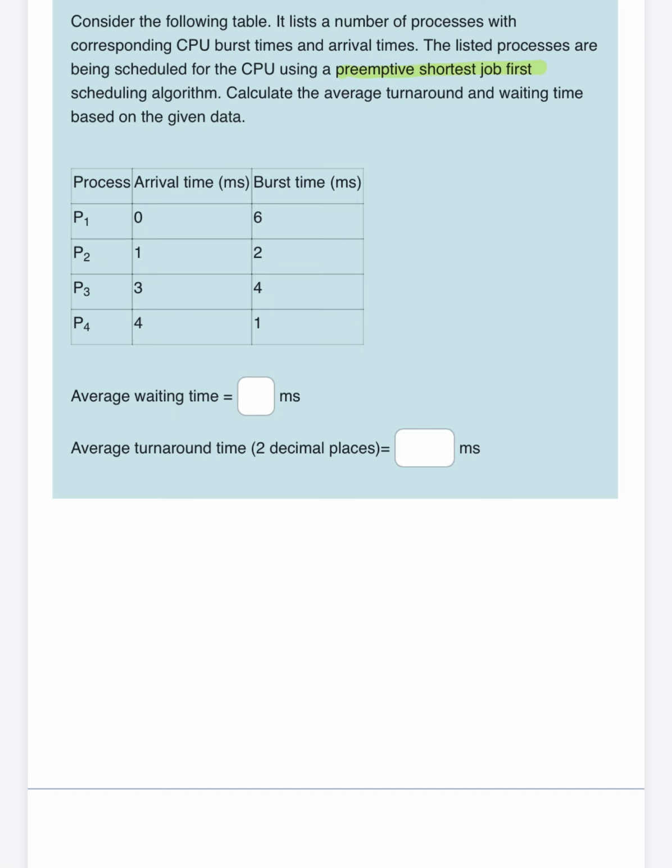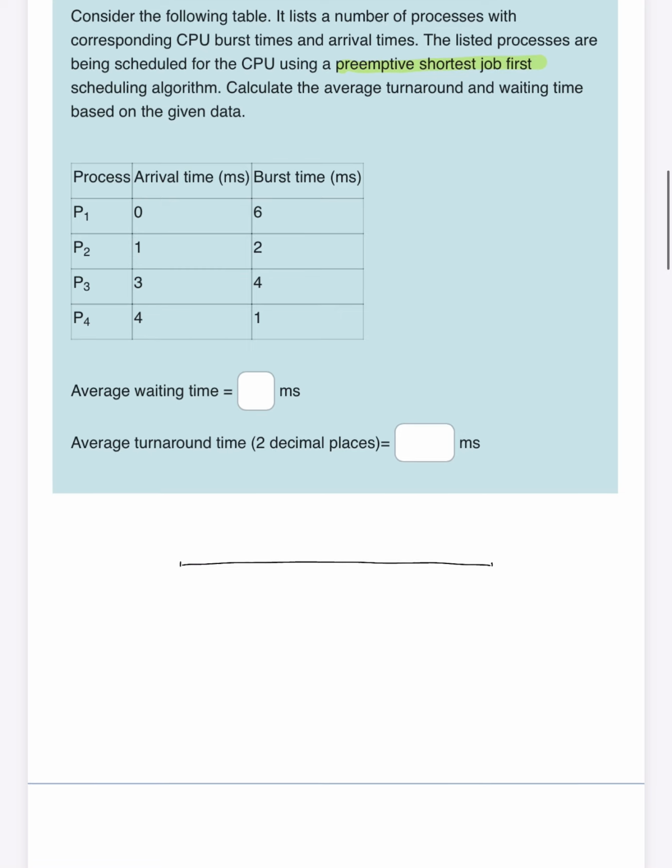The first step is to show the arrival time of different processes, and I use a timeline which helps me to understand at what time which process arrives. At millisecond 0, P1 arrives, millisecond 1, P2, at millisecond 2, nothing happens, millisecond 3, P3, and at millisecond 4, P4.